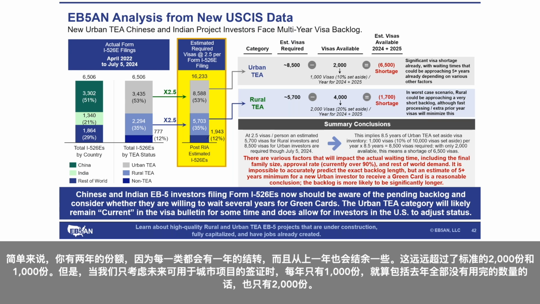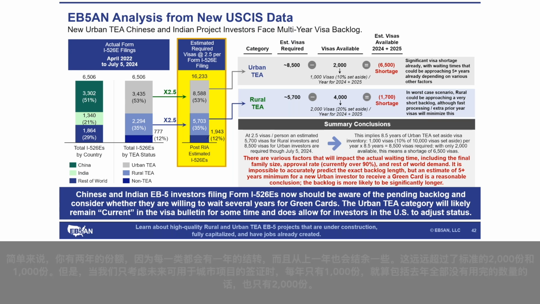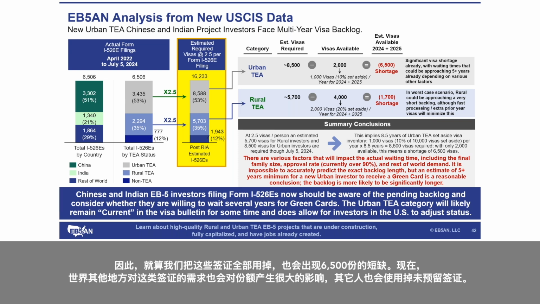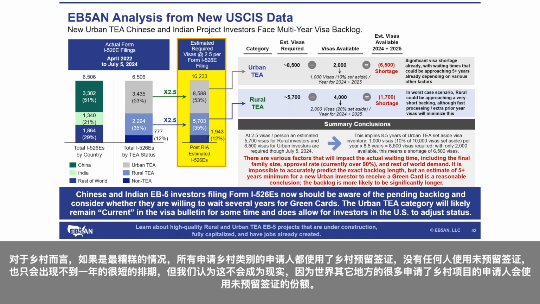But as we look at visas available in the future, for urban it's 1,000 a year, 2,000 if you include an entire overflow from the last year. So even if we get to use every single one of those set-asides, there's a 6,500 shortage just in the set-aside. Now, there are a lot of things that go into that in terms of the rest of the world, other people eating from the unreserved category, and then rural at worst. In the absolute worst case, if everybody in rural was taking those rural set-aside visas and nobody was in the unreserved, there would still be a minor shortage of under a year. But we also know that's not reality, because a lot of people that did apply in rural, from the rest of the world and for other reasons, are going to be eating from the unreserved category.